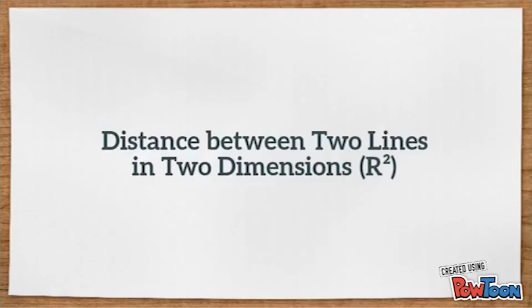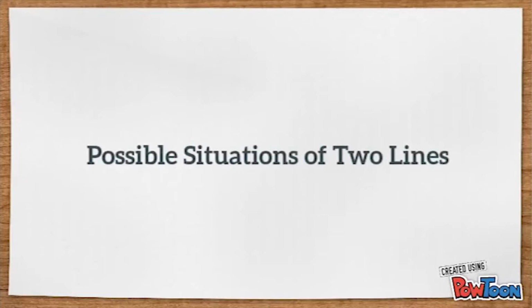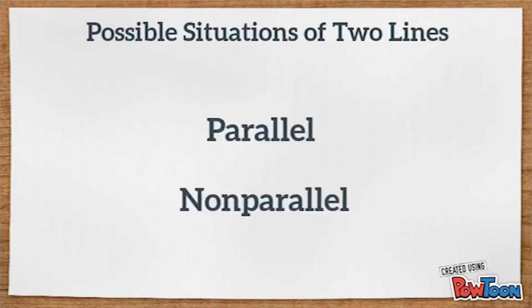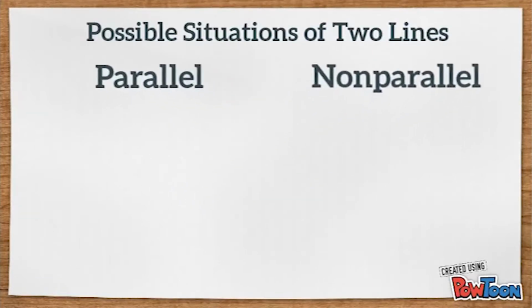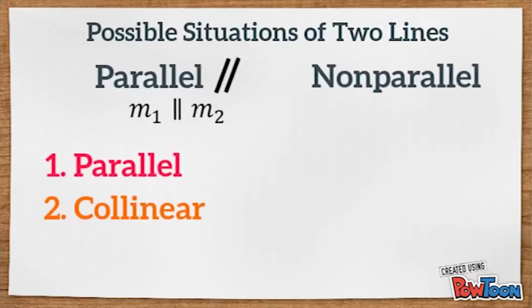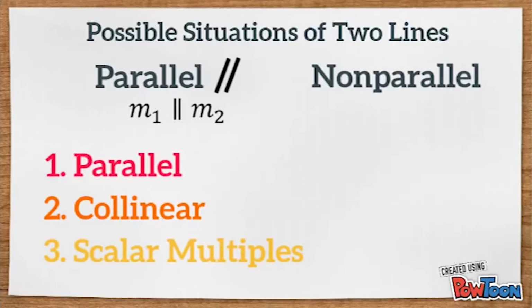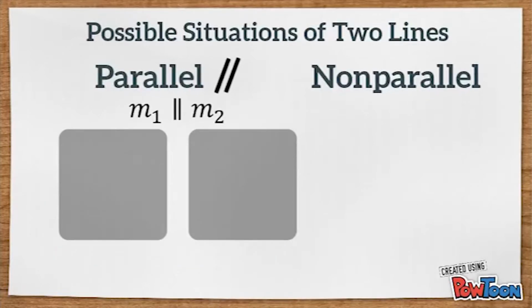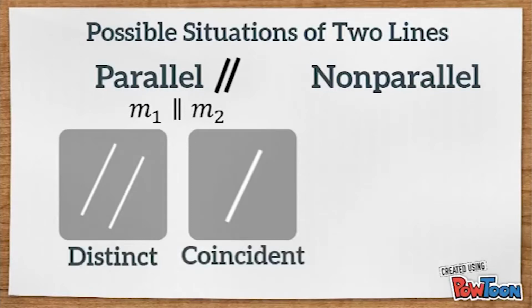Before moving on to considering the distance, we must first consider the possible situations of two lines in a plane. Firstly, two lines will either be parallel or non-parallel. We know that two lines are parallel if their direction vectors are parallel, collinear, or scalar multiples of each other. If the two lines are parallel, then only two situations are possible. The lines will either be parallel and distinct or parallel and coincident. The difference between these two cases is that two distinct lines share absolutely nothing, whereas two coincident lines share everything.